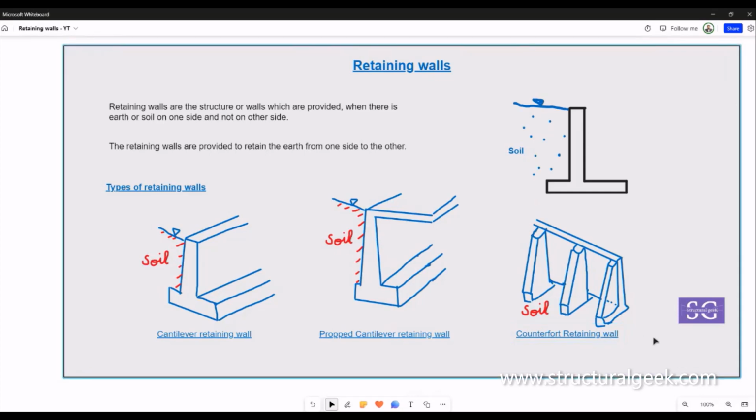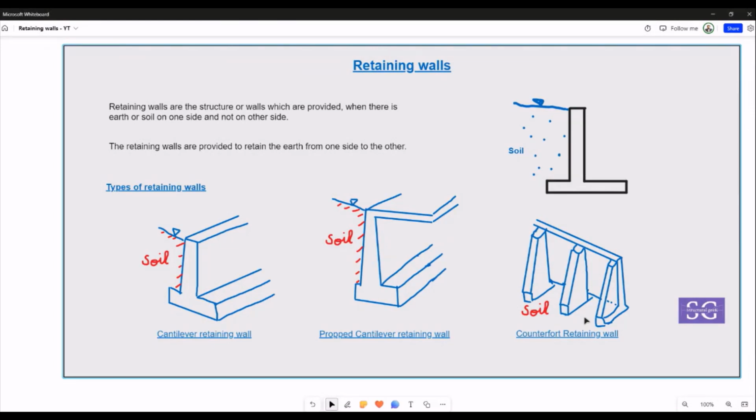Then you have a third type of retaining wall, which is called the counterfort retaining wall. These structures that you're able to see over here are actually called counterforts, which are supporting the retaining wall. And this particular retaining wall, rather than acting as a single 2D frame, acts with two-way action, where the soil that exerts the pressure on these walls is basically being taken by these counterforts. We'll be taking these things in detail in the subsequent part of this video.